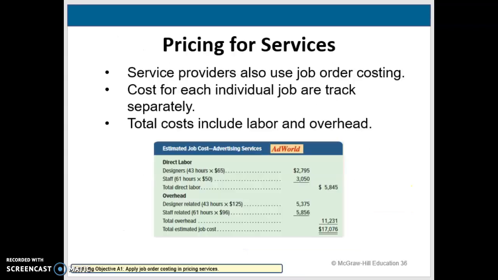All right, so the last thing I'm going to look at is pricing for services. Again, service providers are also able to use job order costing. They're going to have a cost for each individual job, and they're going to track it separately, just like we did for manufacturing. Total costs include their labor and their overhead. So we can see here that they had the number of hours times the amount per hour for direct labor for the designers, and then also for the staff, and that gives them their total direct labor. For overhead, they had overhead that was designer related, and it had an hourly rate. Staff related also has an hourly rate, and that gives them their total overhead. And they can estimate that job cost in that way.